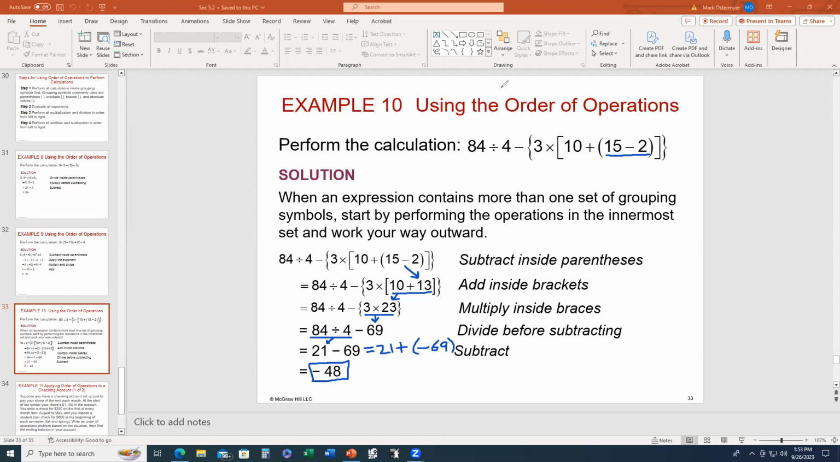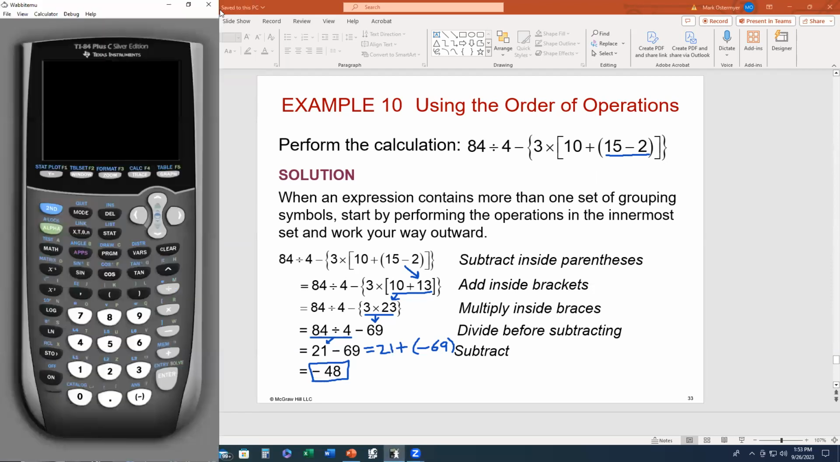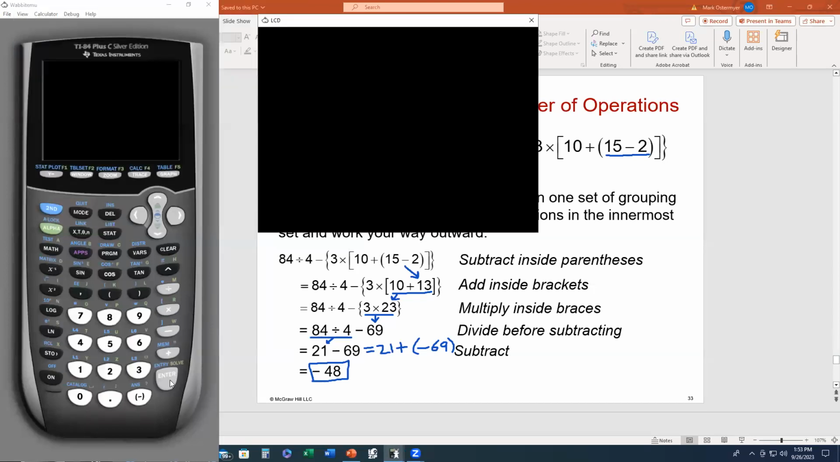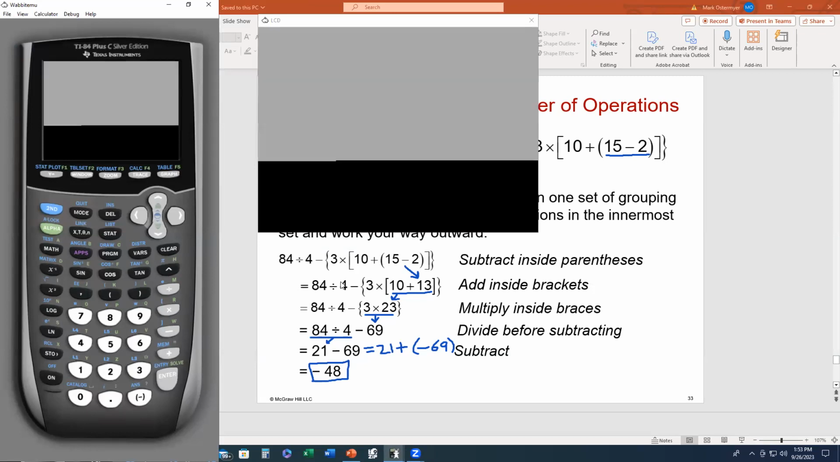Final answer. So the key is just have patience and relax, ladies and gentlemen. Just remember your order of operations and chip away at it. You will be able to conquer the biggest, nastiest expression if you do that. All right. You want to check your answer on a scientific calculator? By all means, go ahead and do that.